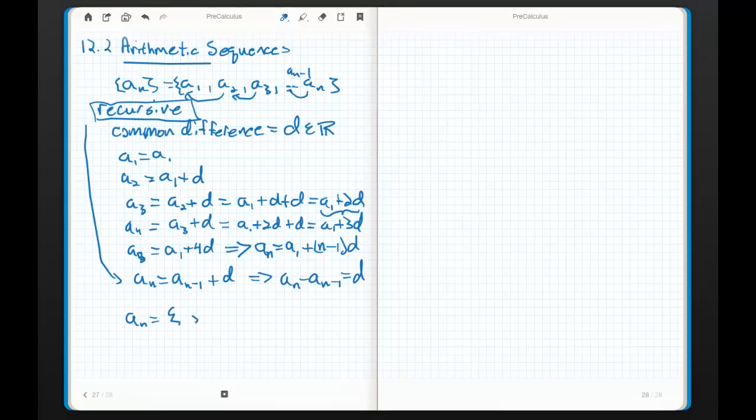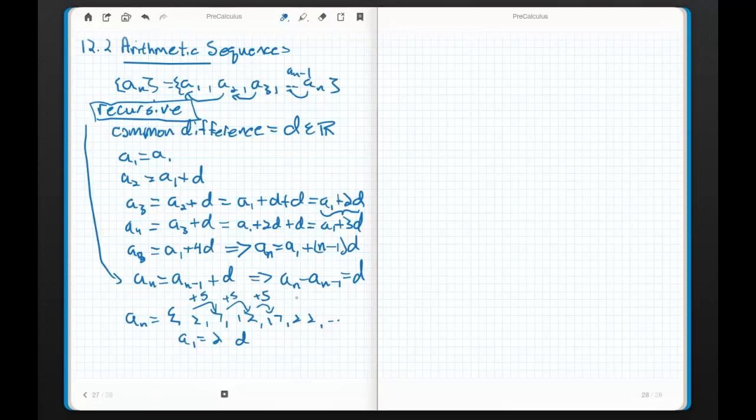So if I have a sequence, let's say that a sub n is defined as such: 2, 7, 12, 17, 22, and so on. Well, what do I know? I know that a sub 1 is equal to 2. I know that d, well, how did I get from one to the next? I added 5. This is plus 5, plus 5, plus 5.